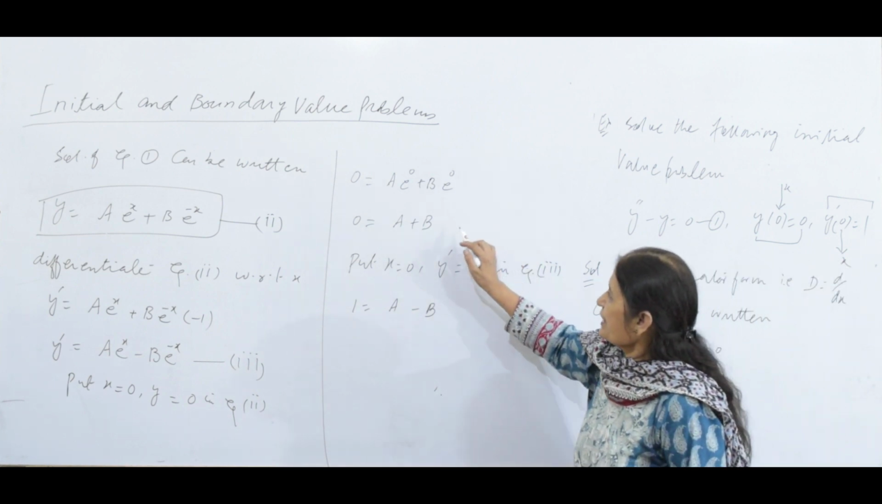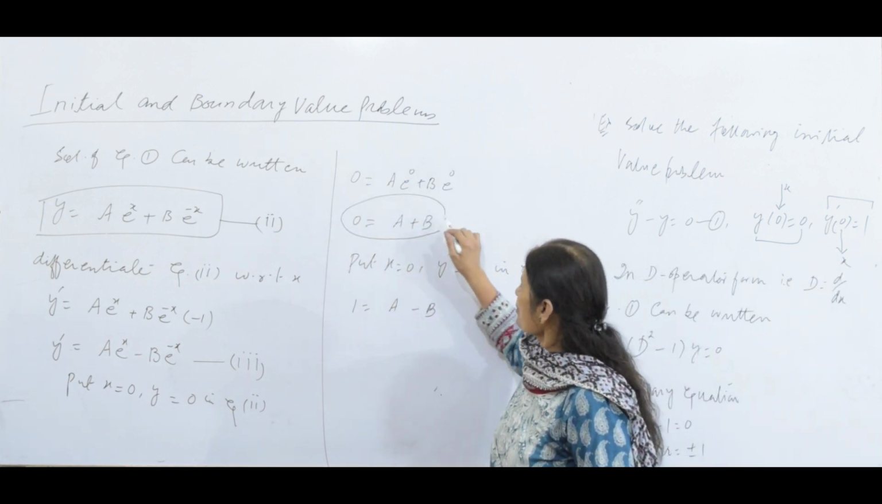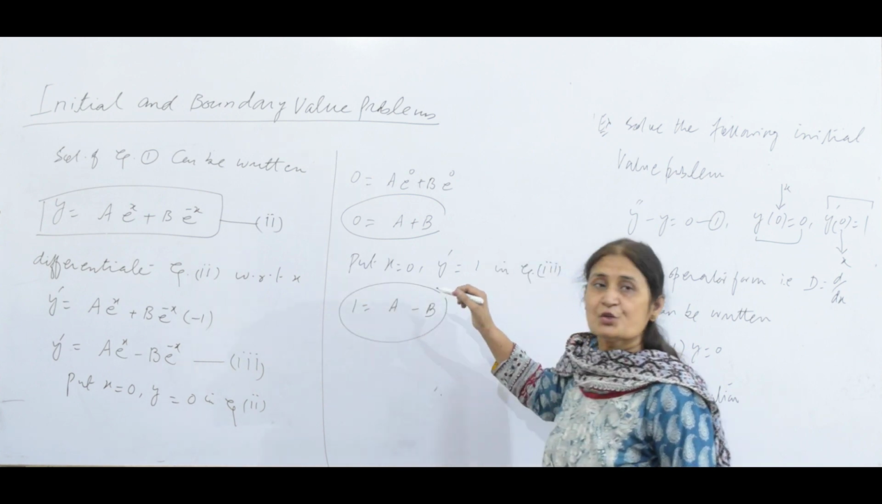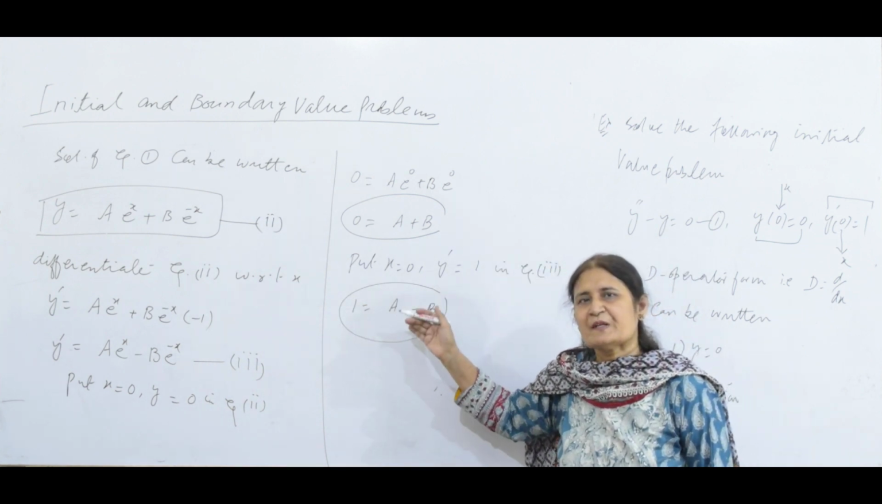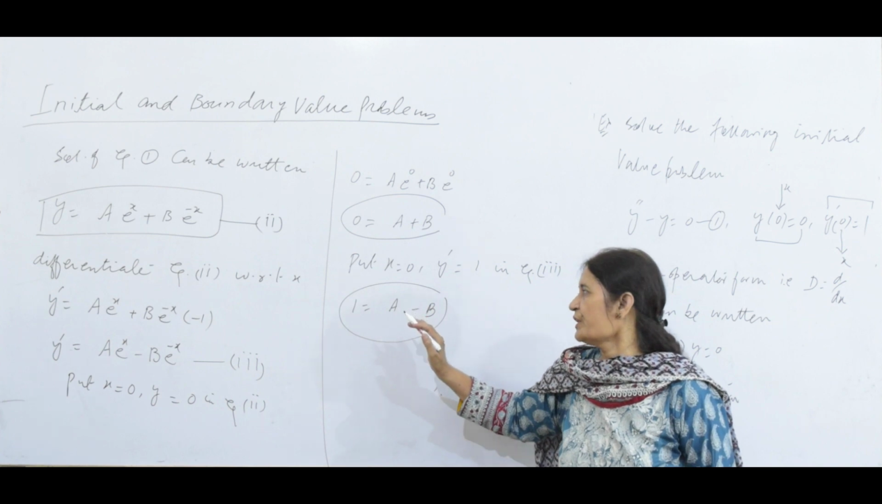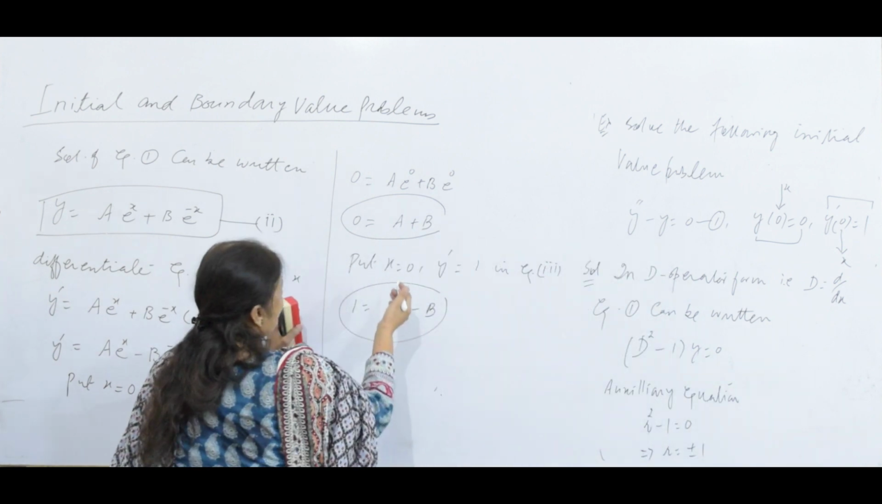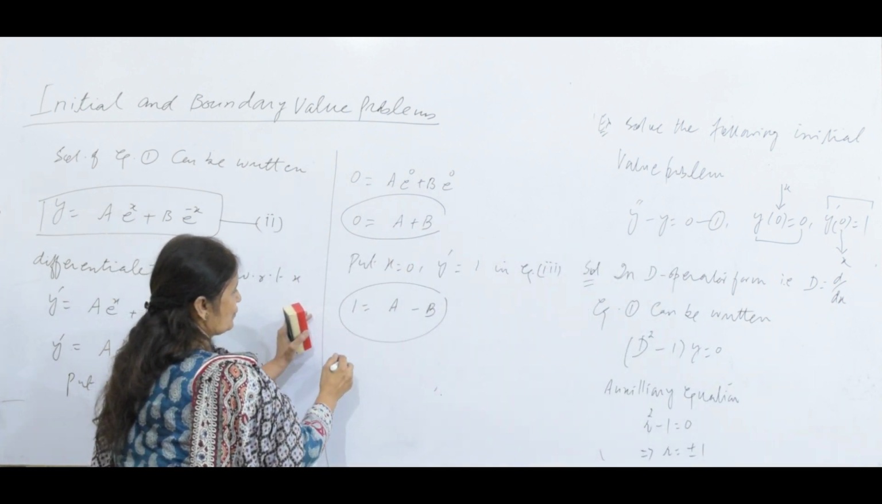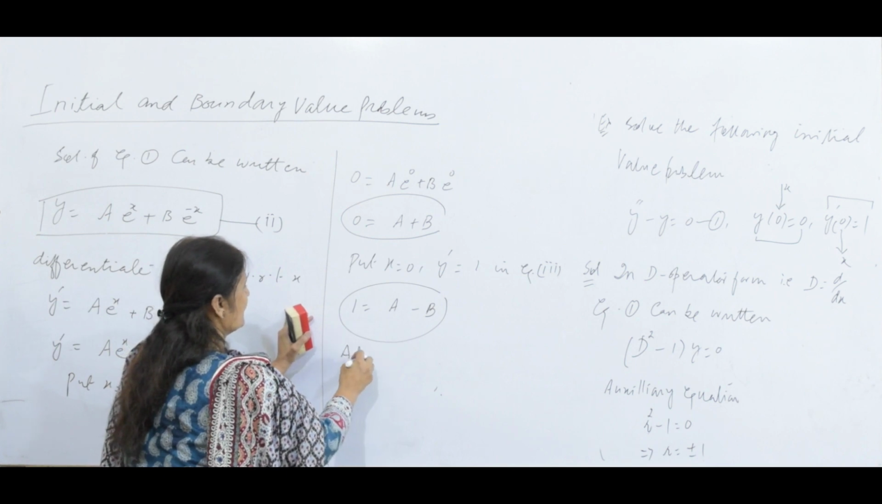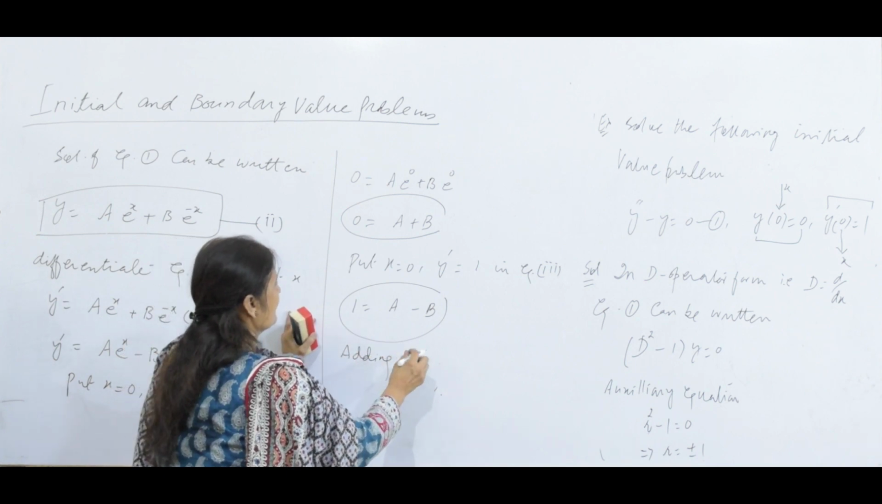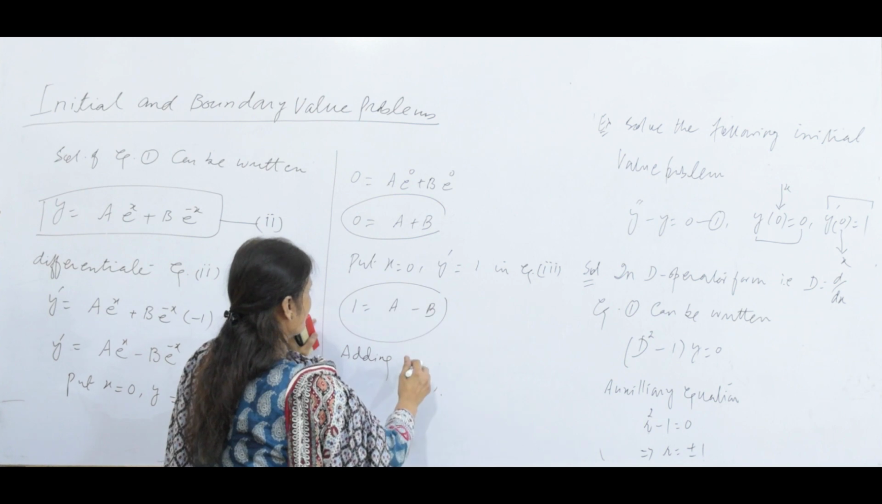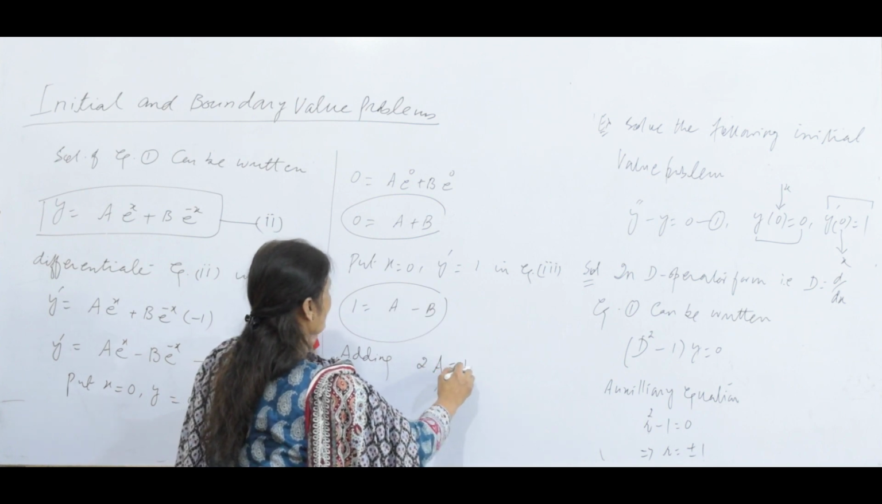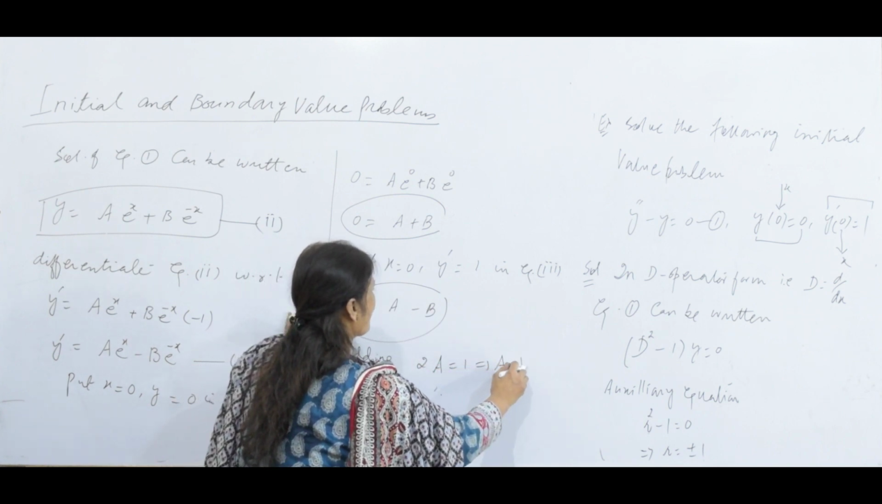So here A plus B equals 0 and A minus B is 1. So two equations, two unknowns. Solve them simultaneously, the way you solve and find A and B. If I am adding these two equations, I get 2A equal to 1, which implies A is equal to half.